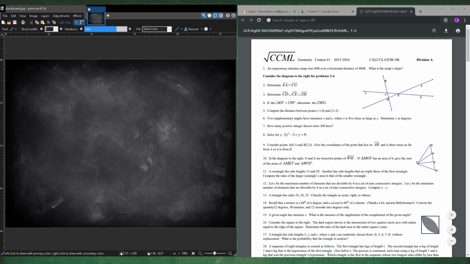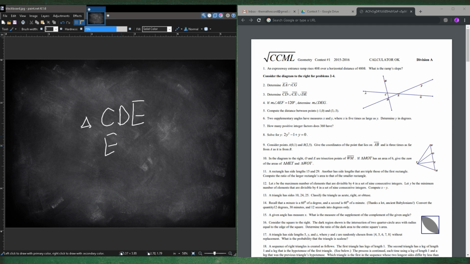Determine line CD, right here, union CE and DE. Three lines together that intersect at three different points make a triangle. It's called triangle CDE, or triangle EDC, or whatever way. It just has to have these three letters. So it's basically that simple.